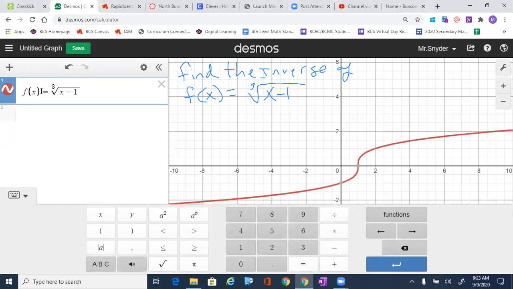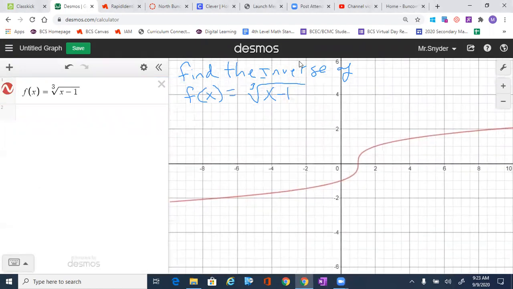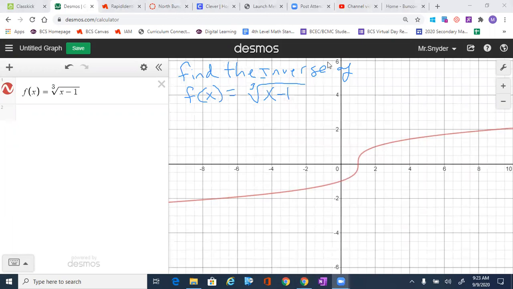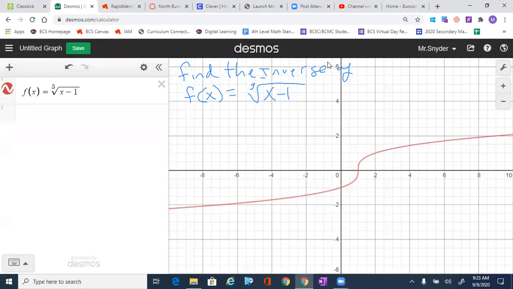Okay. And you'll notice that with x minus 1, one of the transformations we learned was that the negative 1 inside should move right. And it does, it moves right. But that's not what we're doing. Let's find the inverse now.